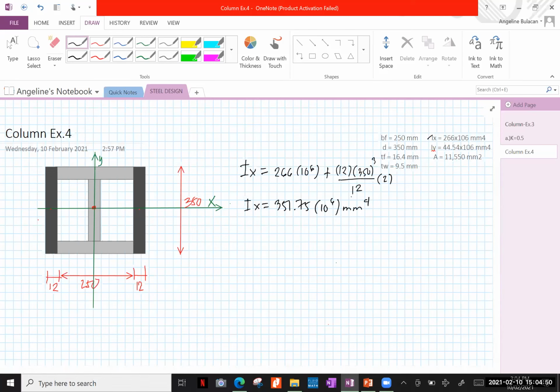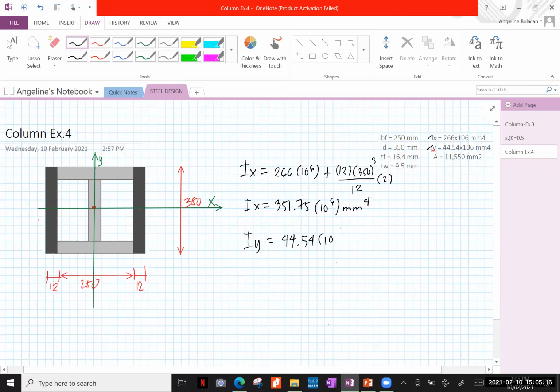And then for the IY naman, di ba? IY naman is gagamitin natin yung transfer equation since ita-transfer natin siya sa isang centroid along the y-axis. Now, unahin ulit natin yung W section since it's already at the point, nandun na siya sa centroid. Copy nyo na lang yung IY. Ito. So, 44.54 times 10 raised to 6.